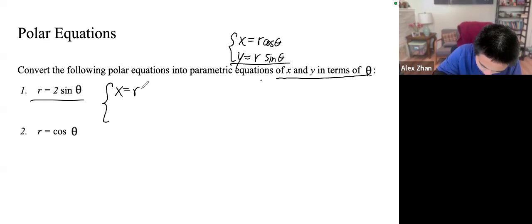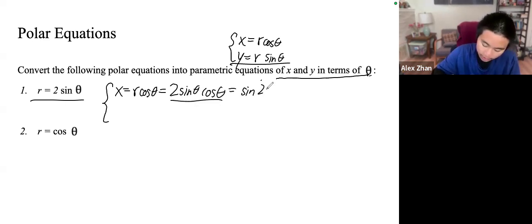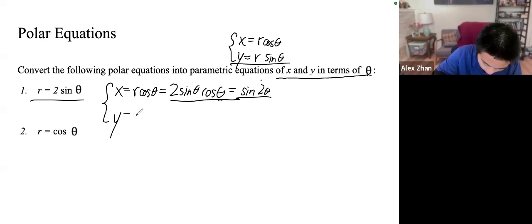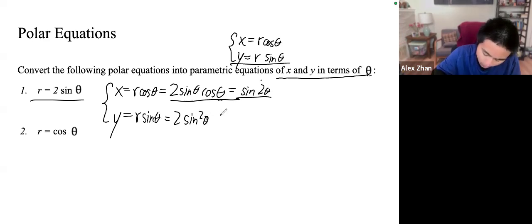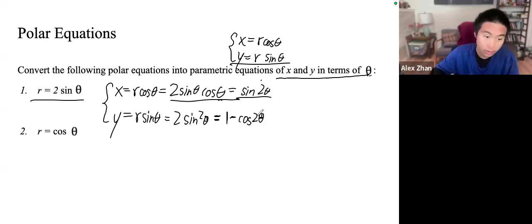So x equals r cosine theta, which is equal to 2 sine theta times cosine theta. You can leave it like this, or you could also write this as sine 2 theta. This is the trigonometric identity, which I think has been gone over in week 1 and week 2. And y is equal to r sine theta, which is 2 sine squared theta. 2 sine squared theta, you could also choose to write that as 1 minus 2 cosine squared theta.